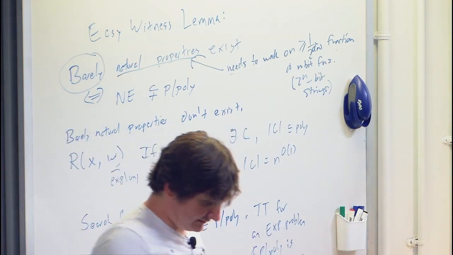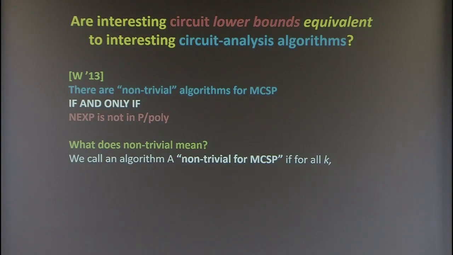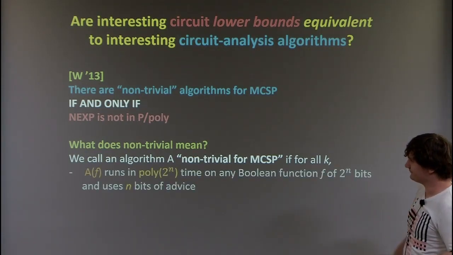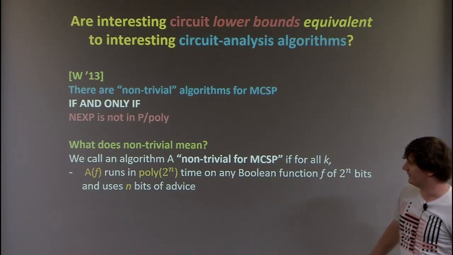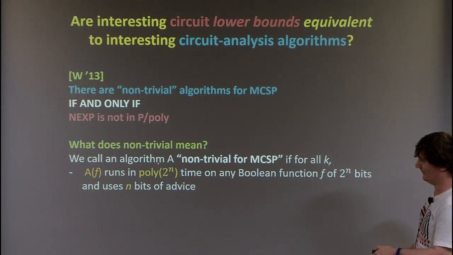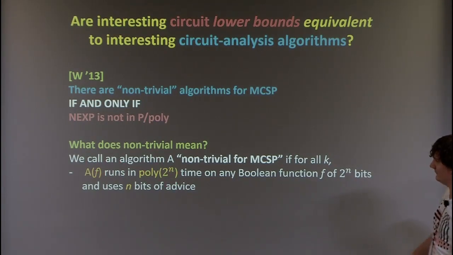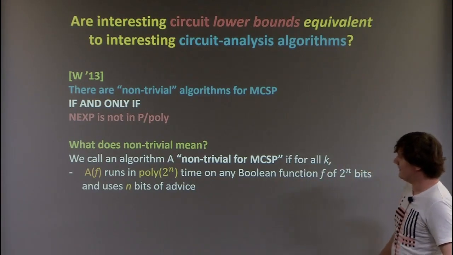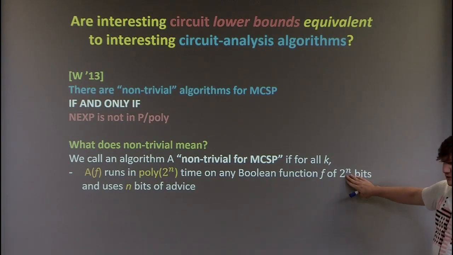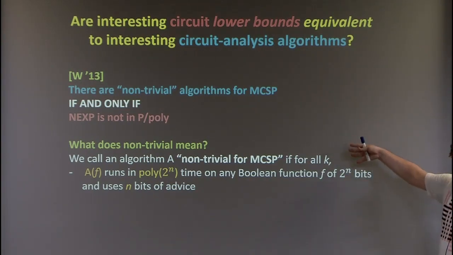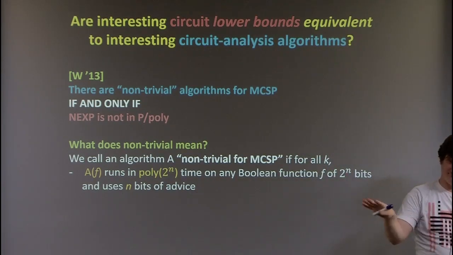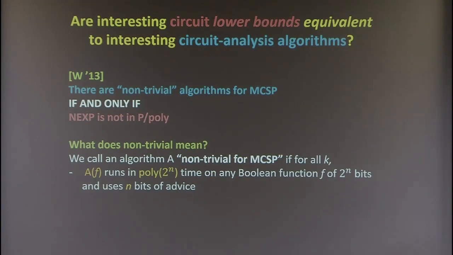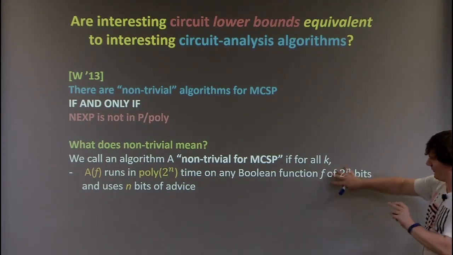So we say that algorithm A is non-trivial for the minimum circuit size problem if, for all constants k, this algorithm on a truth table F runs in polynomial time. Let's say 2^n is the size of F, so F is any Boolean function on 2^n bits, and it uses n bits of advice. If you allow the algorithm to run on inputs not of length 2^n, truncated or rounded up to the nearest power of 2, you could actually get rid of this advice, but that's just an extra point. If you're worried about advice, there are ways to get around it.